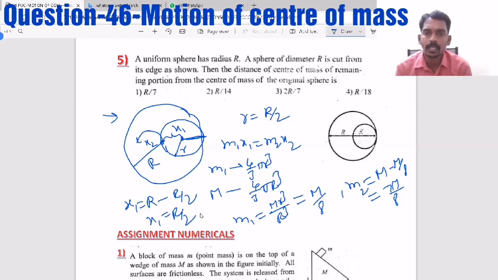x2. So this way from the given data you can find x1, and from the formulas, for how much volume m1 is the mass and what is the total volume. If you cross multiply it, then you will get the m1, m2 values. Then you can find x2. So this is the common procedure in case of a sphere or in case of a disk.